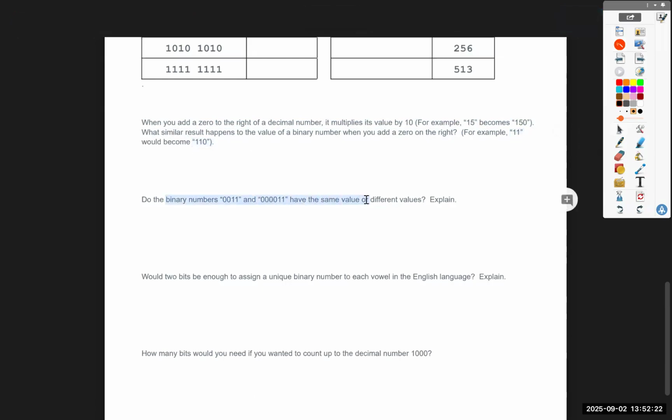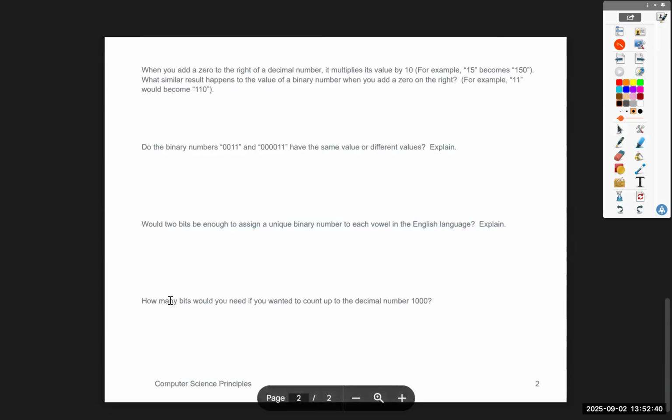Okay, do the binary numbers 0011 and 000011 have the same or different values? Explain. Would 2 bits be enough to assign a unique binary number to each vowel in the English language? Doesn't matter if you count Y, the answer is still the same. And the letter Y, not WHY. And how many bits would you need if you wanted to count up to the decimal number 1000? Okay, so that is one part of the wrap-up.